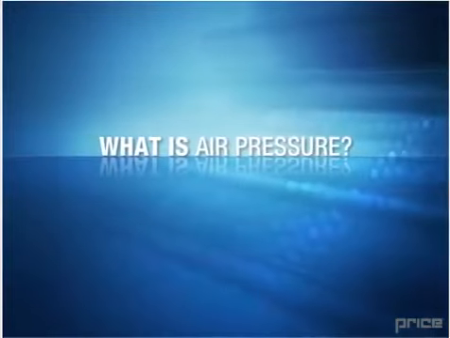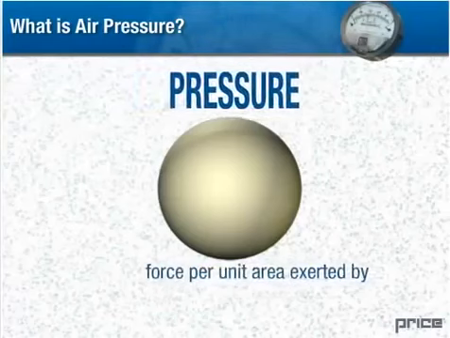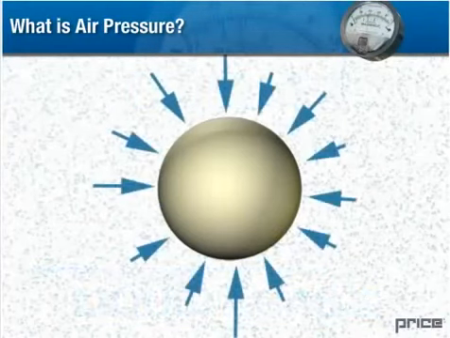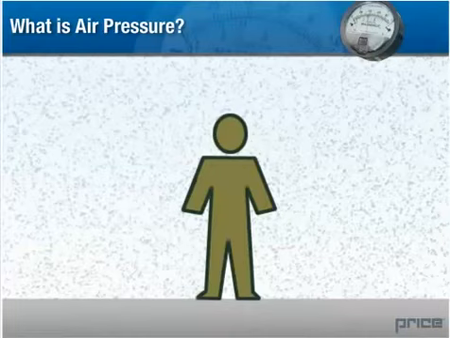What is air pressure? Pressure is the force per unit area that a liquid or a gas exerts on a body. For example, in the case of atmospheric pressure, the pressure comes largely from the weight of the air.